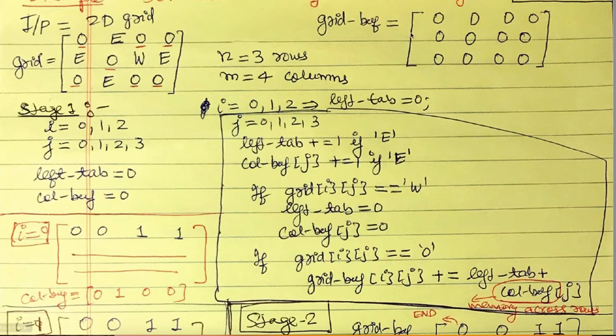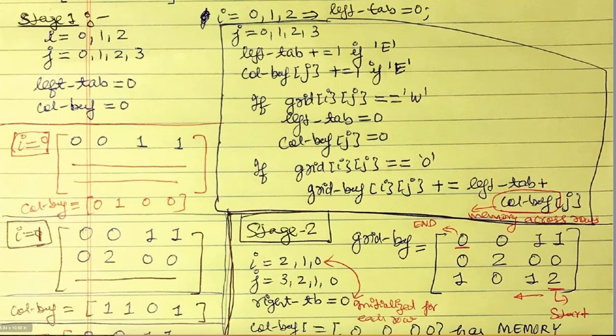So we got the first row of the grid buffer updated to 0, 0, 1, 1 after the first iteration of the first row, and the column buffer now is 0, 1, 0, 0. Now remember, when we are going to the second row of the grid, we will look into the values in the second row. Now we will go ahead and reset the left tab. So left tab becomes 0 again because we are starting again from the left, but column buffer will remain the same. So now, instead of the all 0 column buffer, we will start from 0, 1, 0, 0.